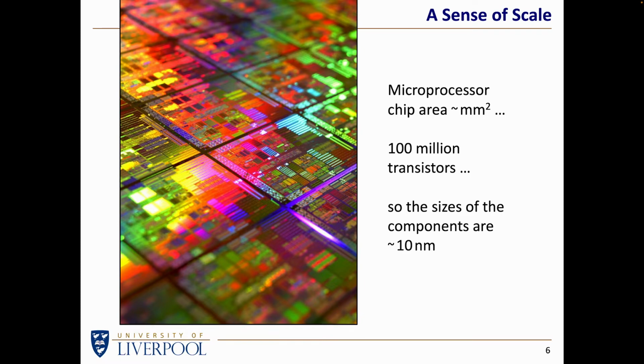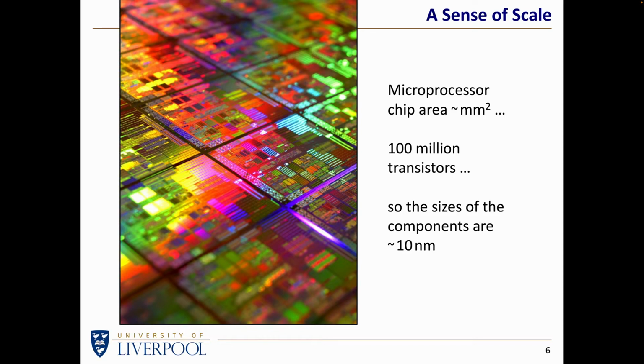And therefore the component size, the size of an individual transistor in a modern computer chip, might only be tens of nanometers, where a nanometer is 1,000th of a micron, and a micron is 1,000th of a millimeter. So we're talking about of order 10 billionths of a meter for the component size that we can manufacture.